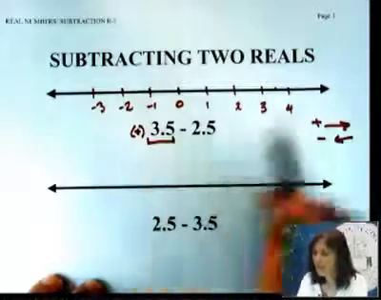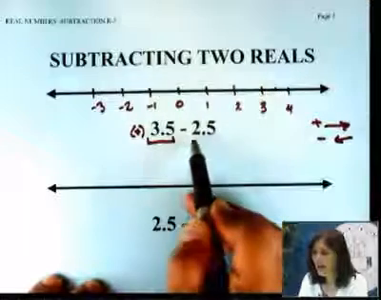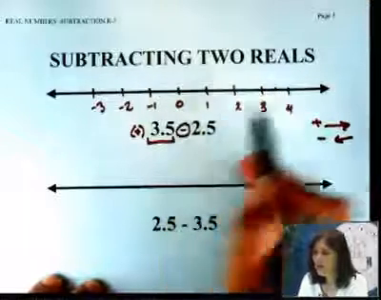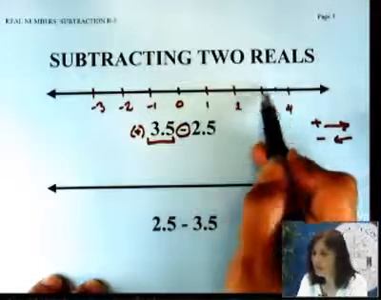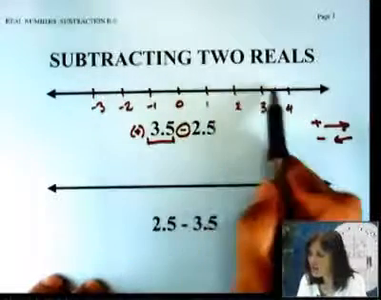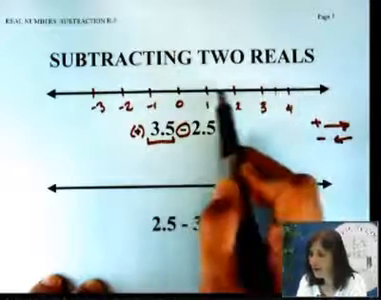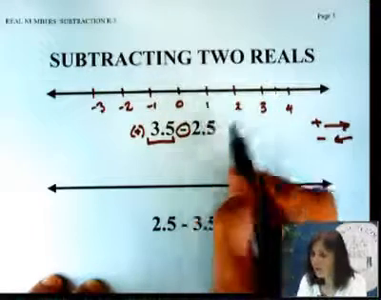Okay, let's try that. 3.5, so I am to the right, 3.5 steps. And then I see a negative. I'm going to go back 2.5 steps. 1, 2, 2.5 steps. And let's see, I was at 3.5, and then I came back 2.5, and then I'm going to end up at 1.